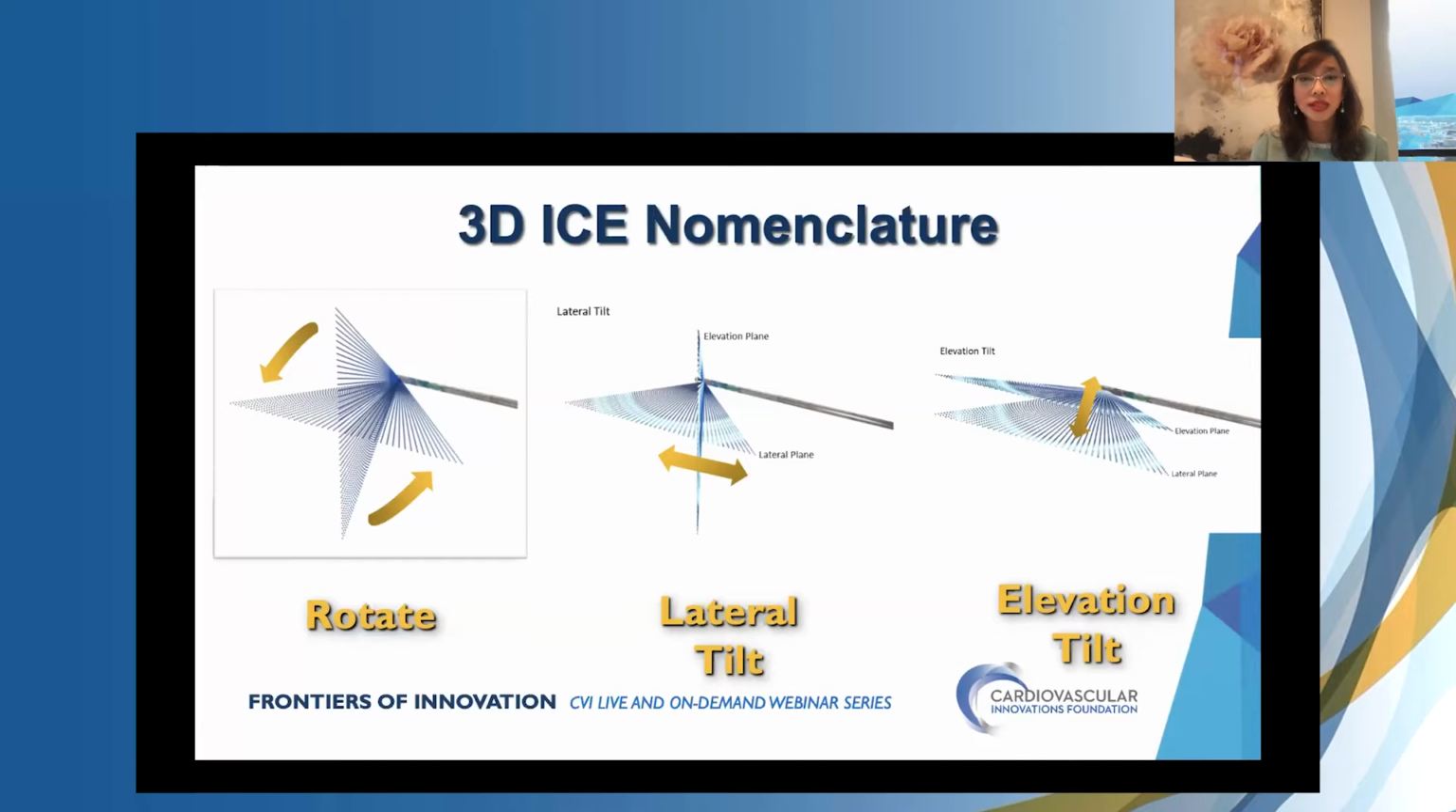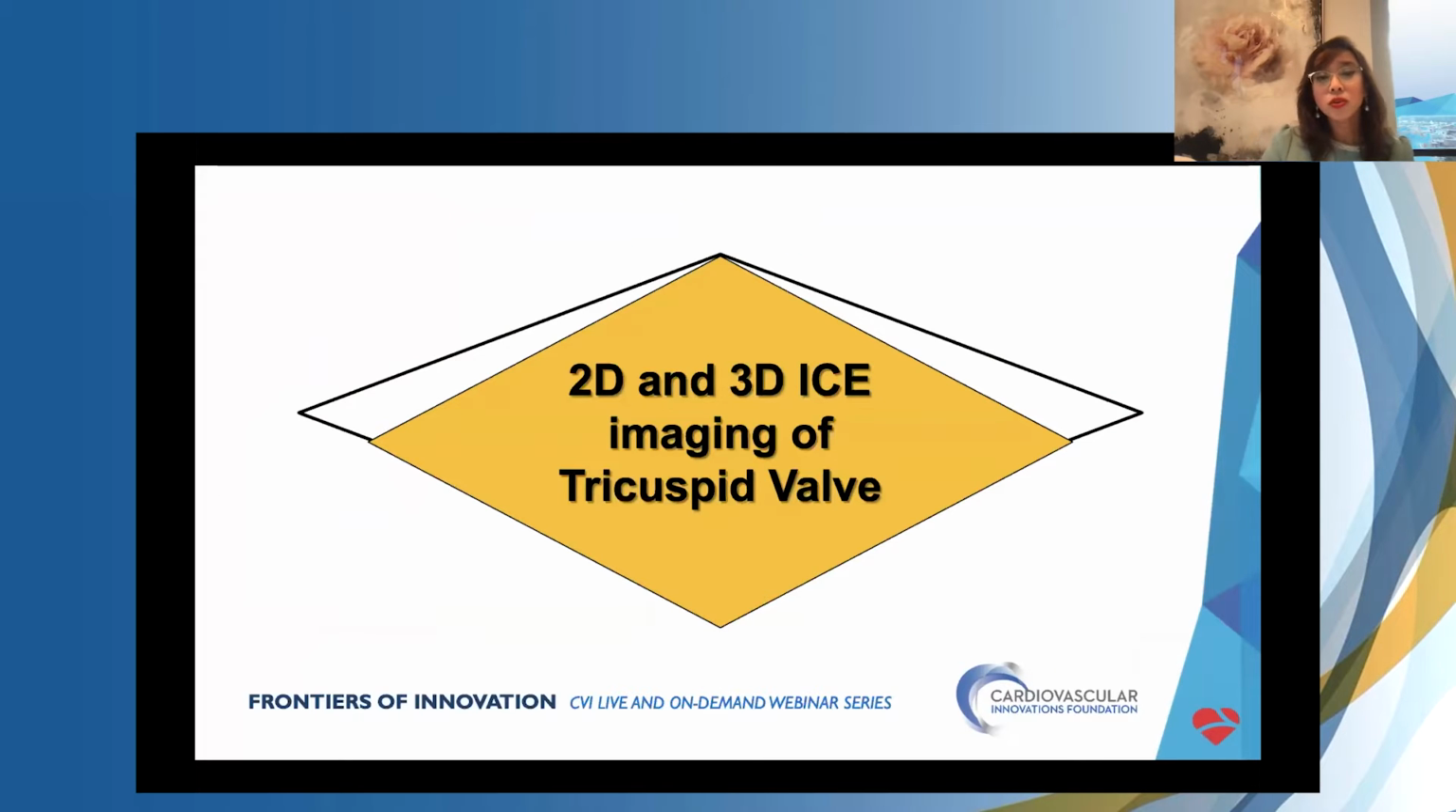And so these are the common nomenclature that we should really adopt and also use during the case between both the imager and the interventionist, and so help your imaging workflow. And so moving on, next is the 2D and 3D ICE imaging of the tricuspid valve.